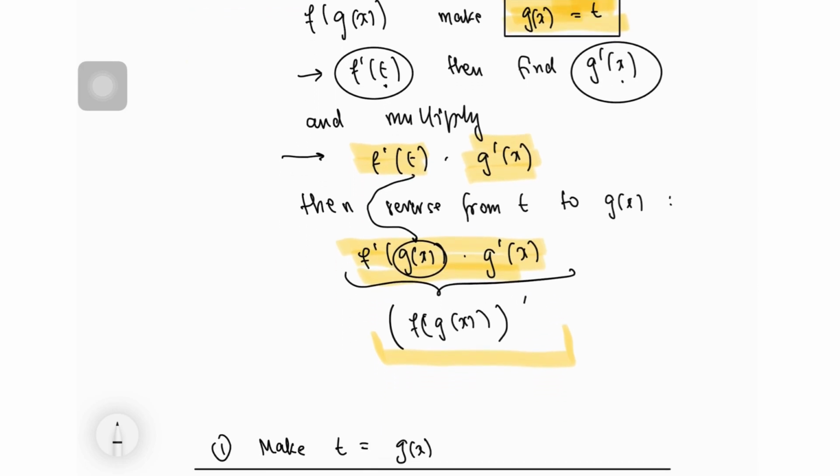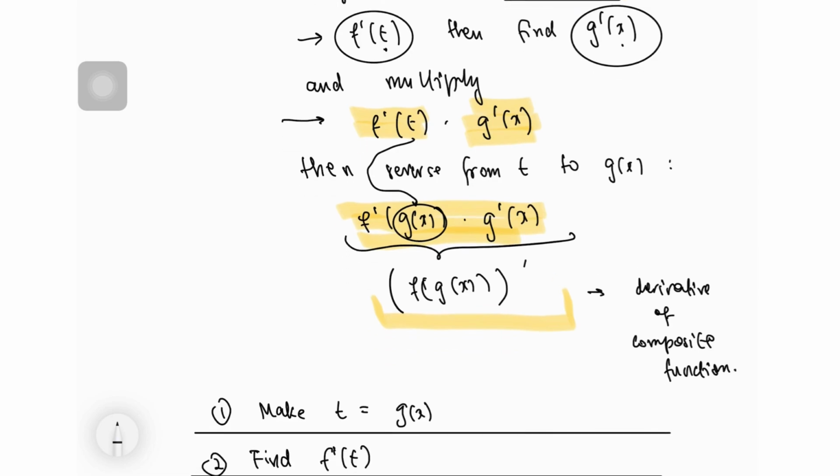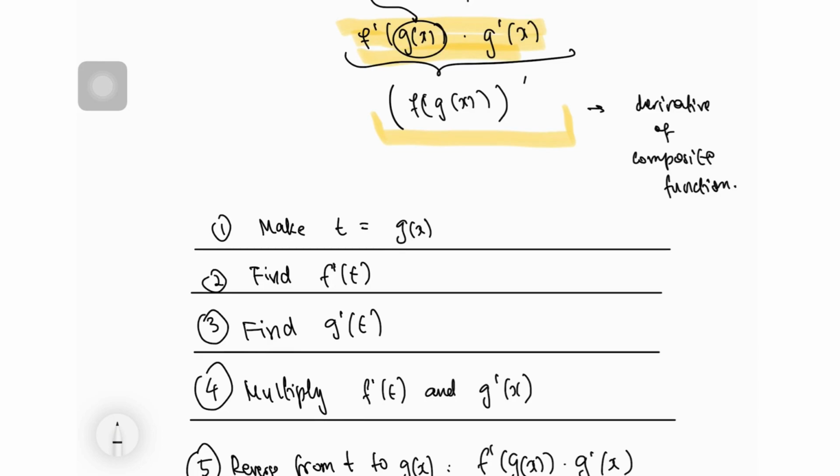And then the final expression will be f prime of g of x times g prime of x, which is the derivative of the composite function. Okay, so that's how it works.